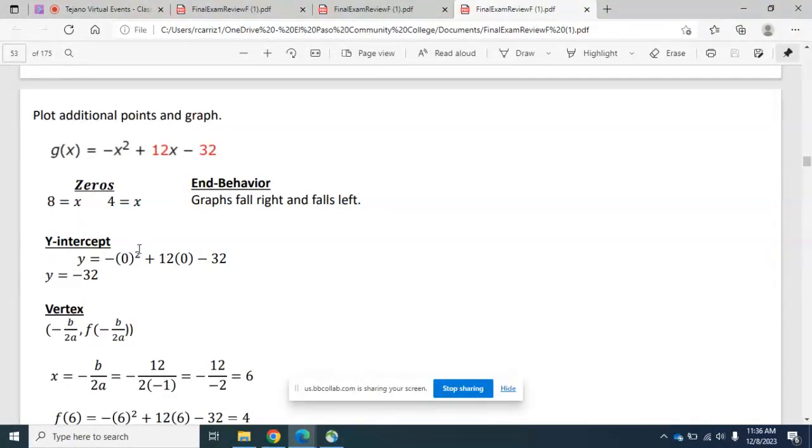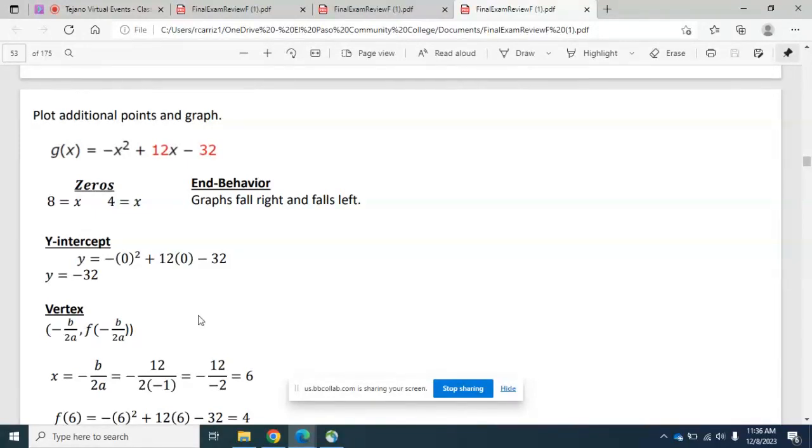To find our y-intercept, we set x equal to 0, and we find out that our y-intercept is at y equal to negative 32. Since we know that we're dealing with a parabola, we can use our formula to find the vertex of the parabola. To find our x value of the vertex, we do negative b over 2a. And then we put that value into the function, which gives us our y value.